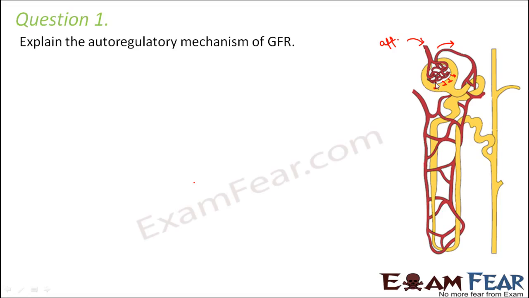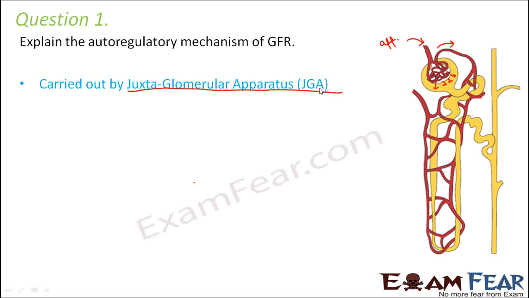There is a mechanism which regulates the glomerular filtration rate, and this mechanism is auto-regulatory. That means there is no involvement of any other system or organ in regulating the GFR. It itself regulates the GFR. So let us see how. This auto-regulatory mechanism is carried out by the juxtaglomerular apparatus, which is also commonly known as JGA.